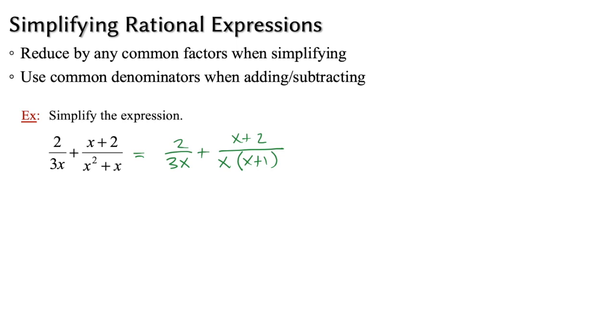So my common denominator that I come up with here is going to have a 3 in it, because that's happening. It needs to have an x in it, because we have that in each one, but also the expression x plus 1. So that makes my common denominator.